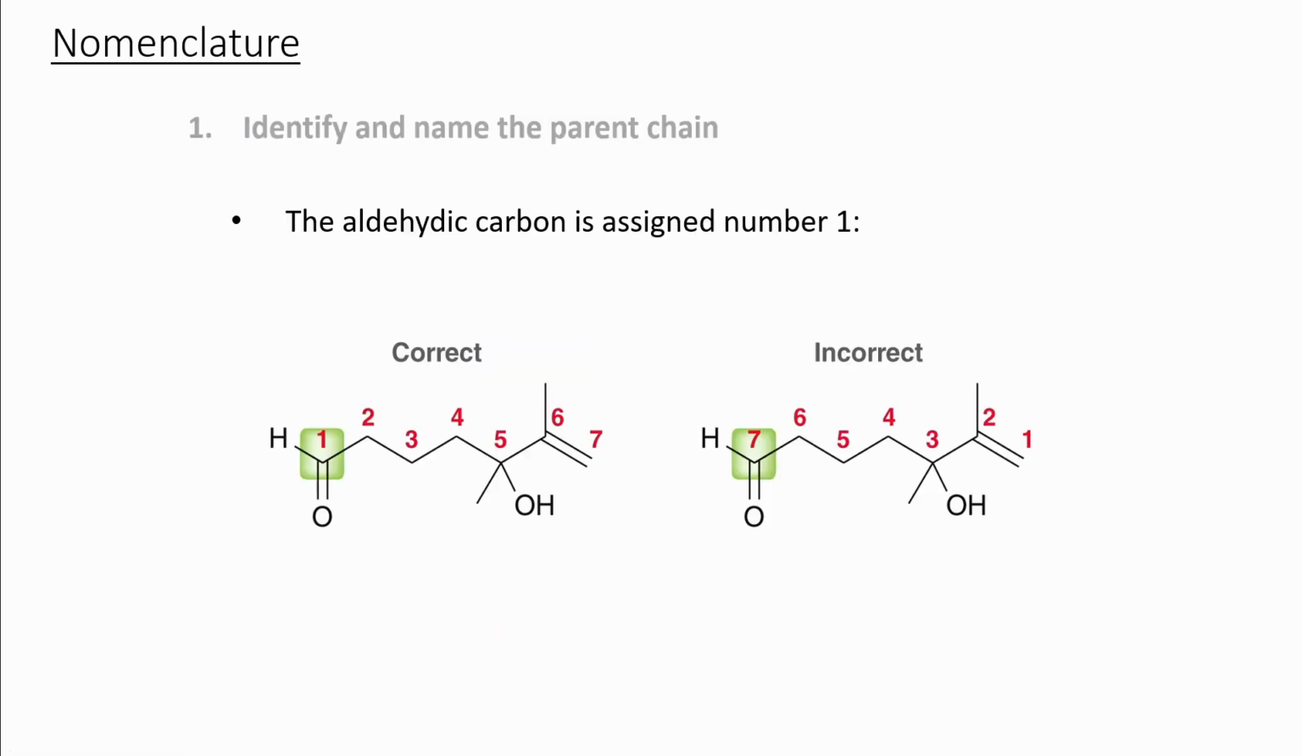Next, we're going to number the longest chain, and we're going to want to put the aldehyde substituent in the lowest possible numbering position. So for example, the correct way would be to put the aldehyde at position 1 instead of position 7. And then at this point, we're going to go ahead and number and label all the other substituents.